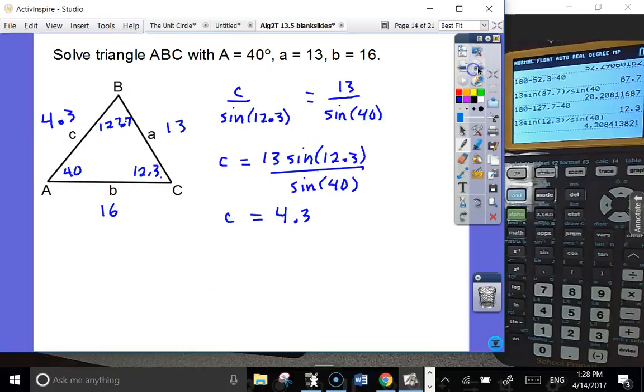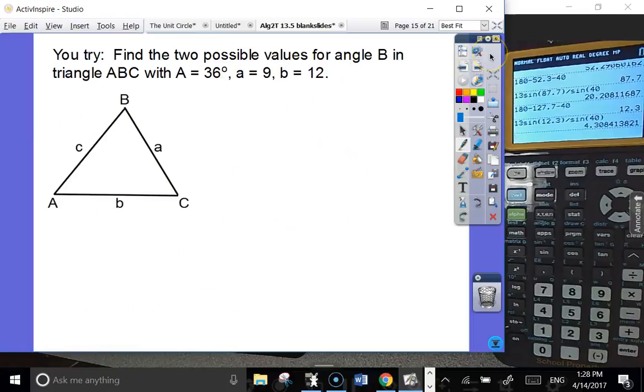So try this. You don't have to solve both triangles, but see if you can find both values for angle B. This is going to be one of those, right? If you try.